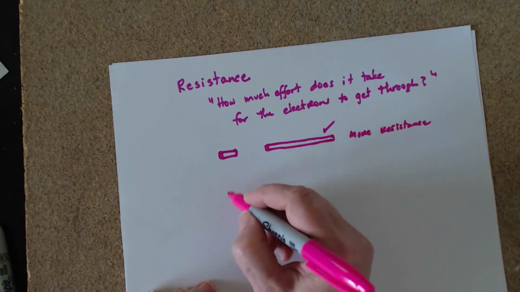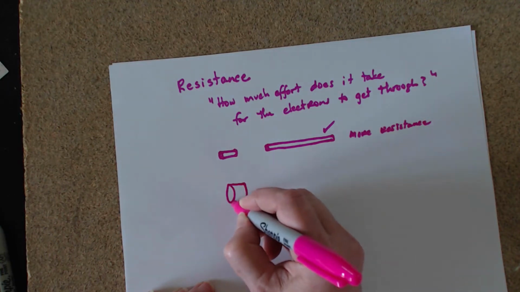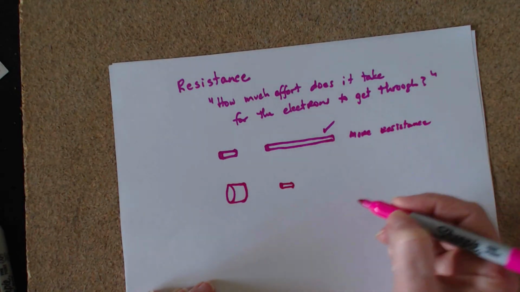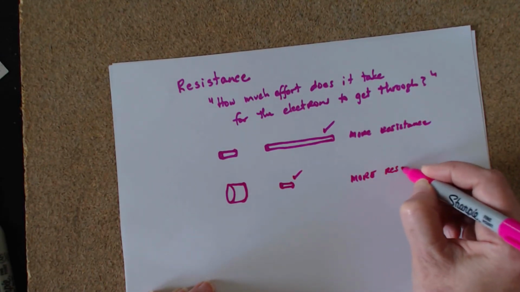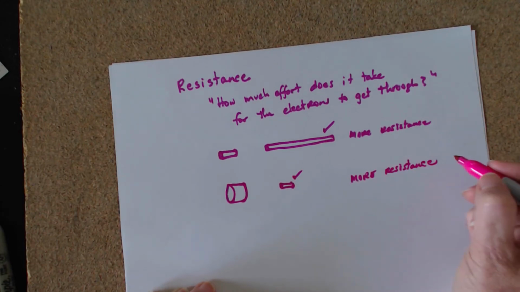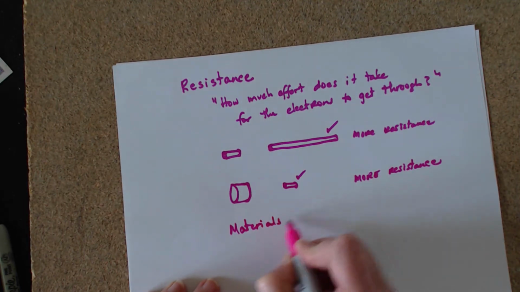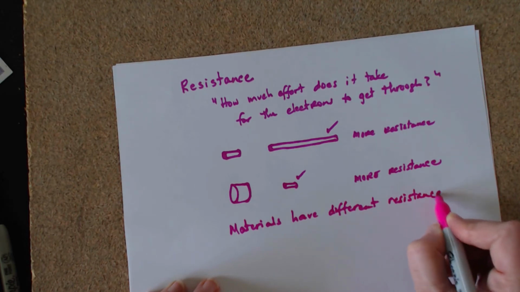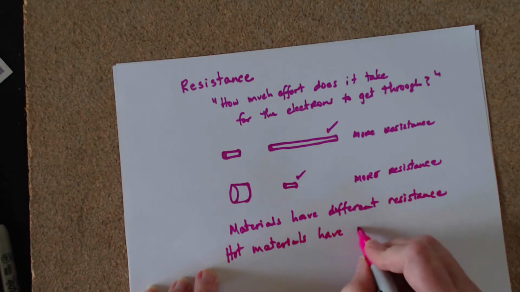Which would have a greater resistance? A fat wire with a large diameter or a very thin wire? The very small diameter, the thin wire has more resistance. Resistance is also influenced by the material that makes up the wire, and it's also influenced by temperature. Hotter materials have greater resistance than cooler materials.